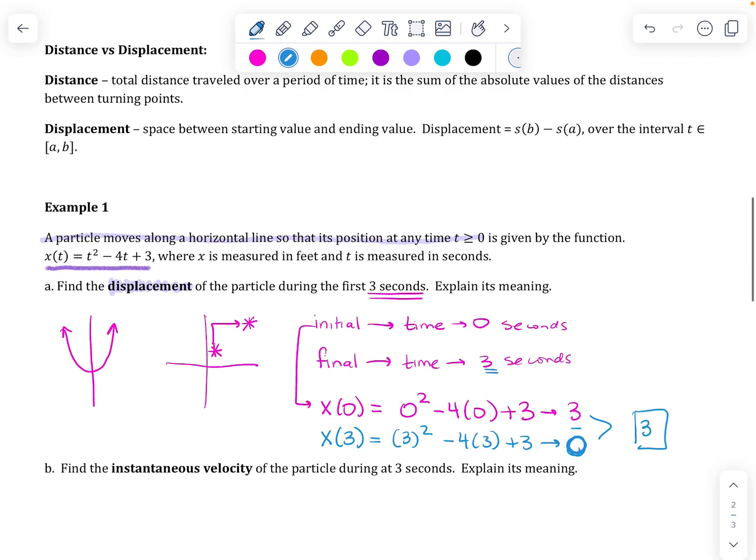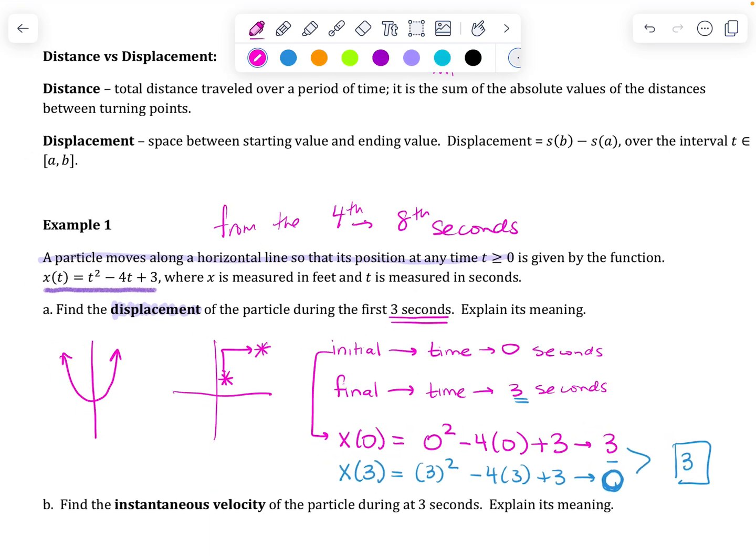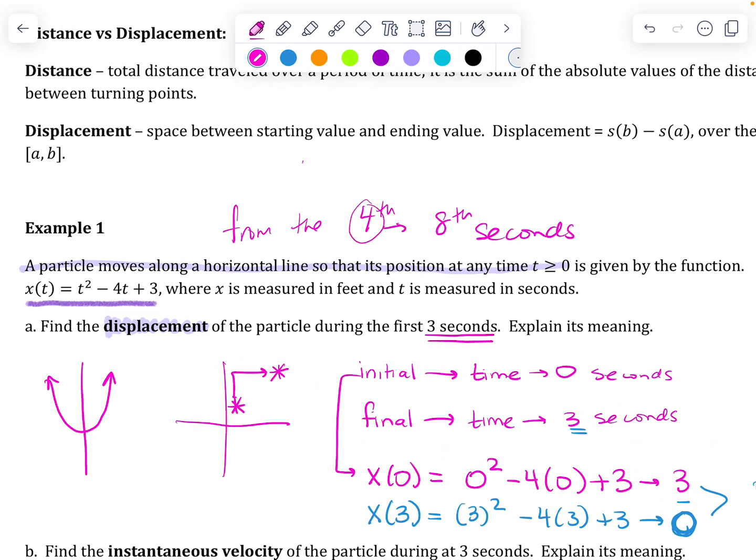Okay. If I said to you, find the displacement from the 4th minute to the 8th, sorry, not minute, I'm going to use seconds because that's what the example is. If I said, I wonder how much change occurred between 4 seconds and 8 seconds, where did that particle live at 4 seconds? And where does it live at 8 seconds? Then let's find the gap in that distance. All I would do is go to the equation and sub in 4. So 4 squared minus 4 times 4 plus 3. 16 minus 16 is 0, so that would be 3. The particle at 4 seconds lives at 3.